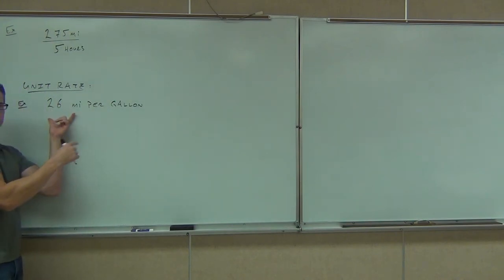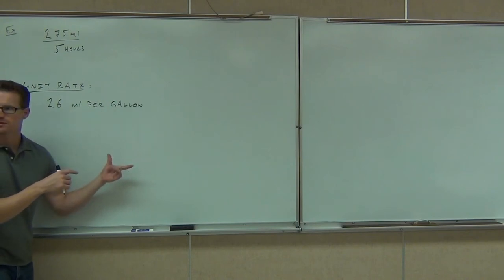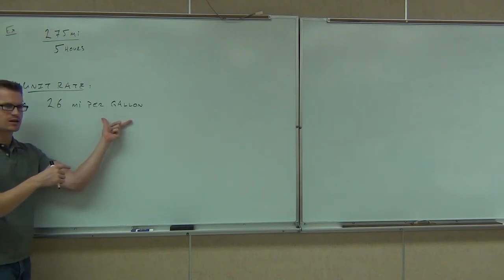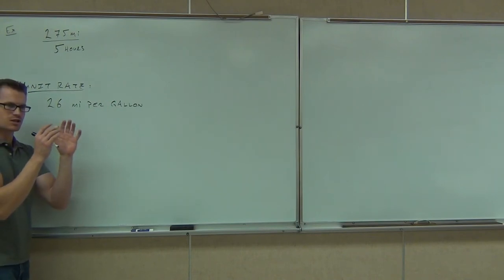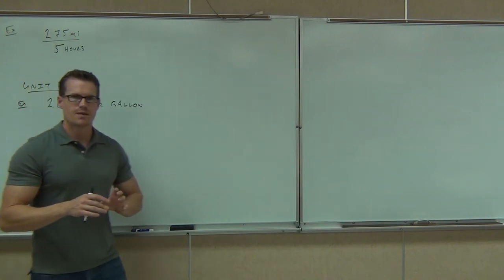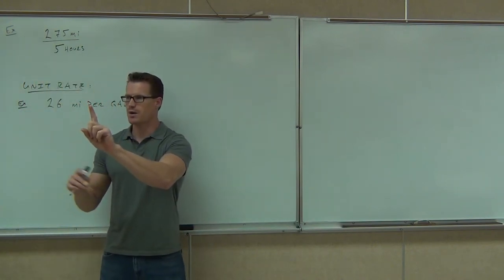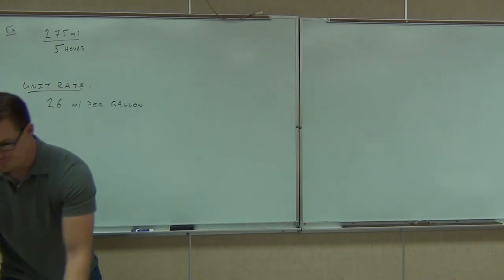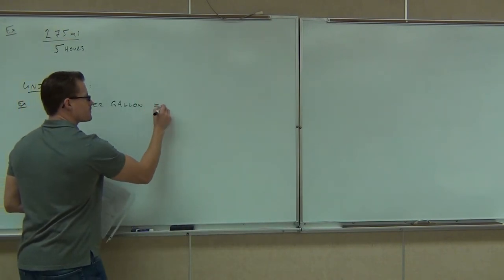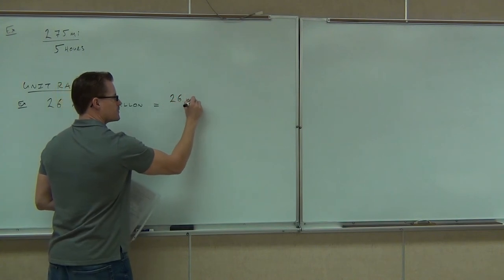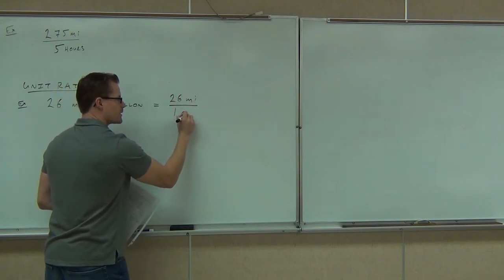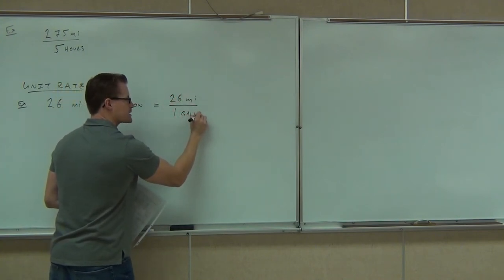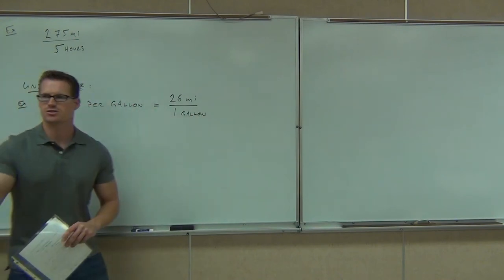If you say 26 miles per gallon, what do you assume about this? This is 26 miles you get to go for how many gallons? One. So if I say I get 26 miles per gallon, that means for 1 gallon, I was able to go 26 miles. Does that make sense to you? This unit rate is always a denominator of one. That's what makes it a unit. That unit signifies that it's over one unit.